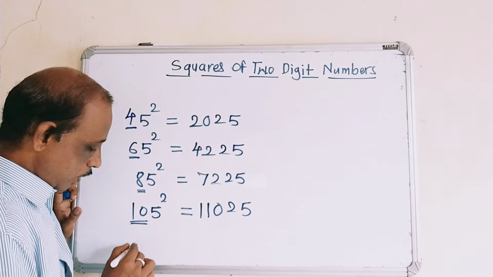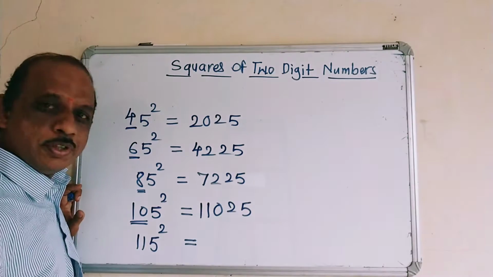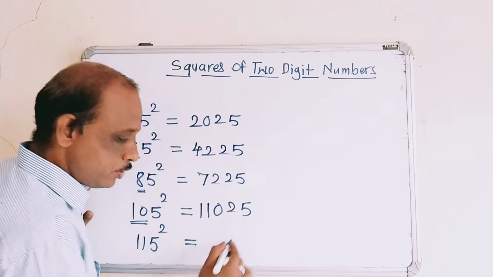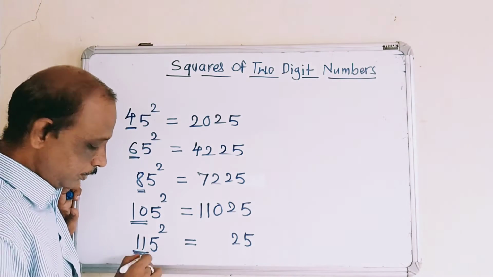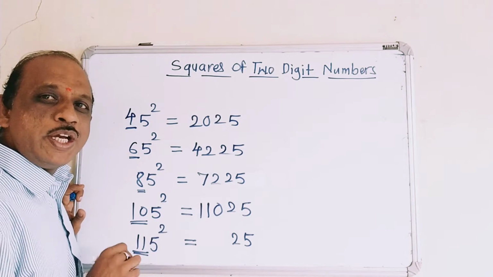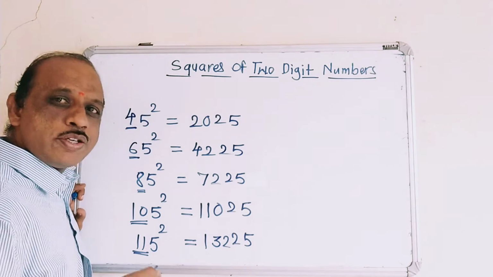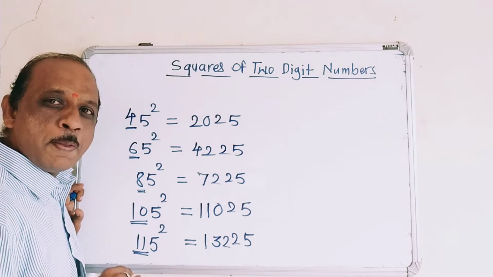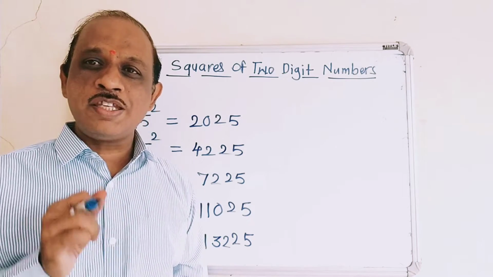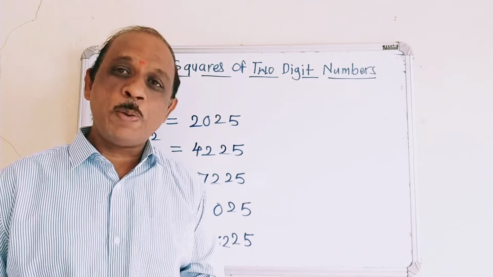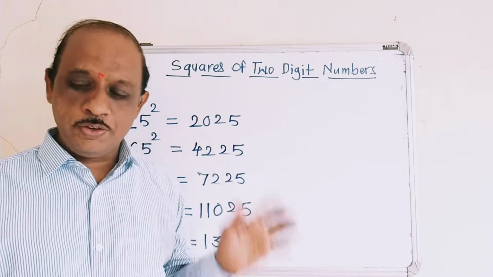If I want to find out the square of 115, then it is again the same. First find the square of 5. Square of 5 is 25. Then this is 11, the next digit is 12. So 11 into 12 you will get 132. And this will give you the square of 115. But this is only applicable for the numbers which have their unit place digit as 5. Now let us see how to find out the squares of the numbers which do not have their unit place digit as 5.